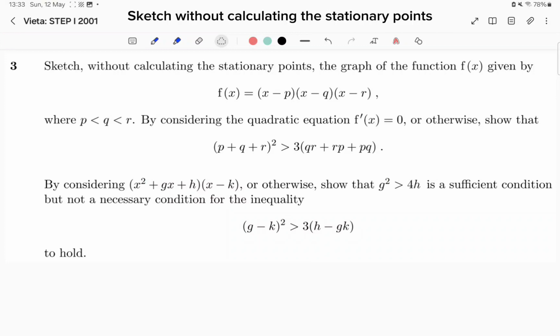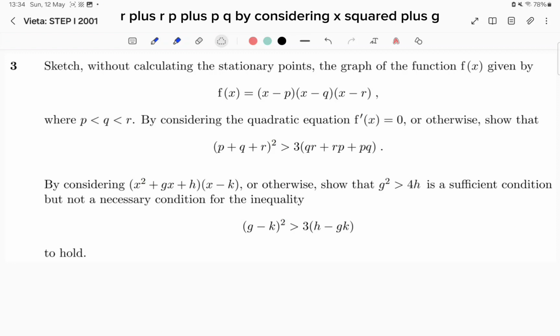Sketch, without calculating the stationary points, the graph of the function f of x given by f of x equals (x minus p)(x minus q)(x minus r), where p is less than q is less than r. By considering the quadratic equation f prime of x equals 0, or otherwise, show that (p plus q plus r) all squared is greater than 3 of (qr plus rp plus pq).